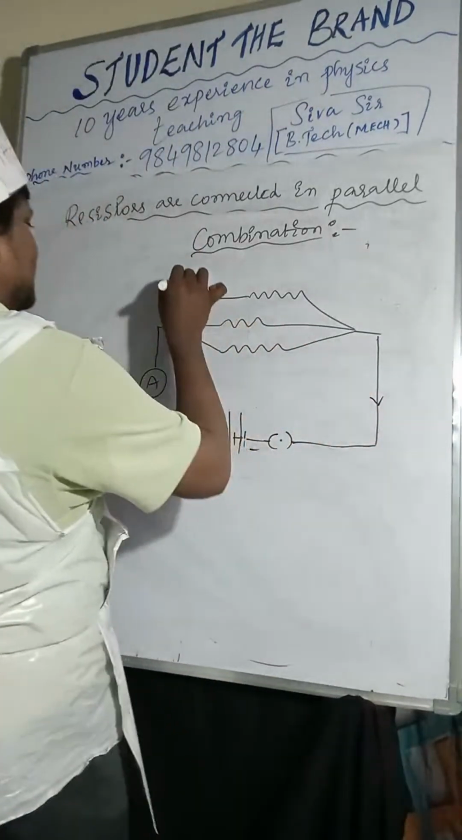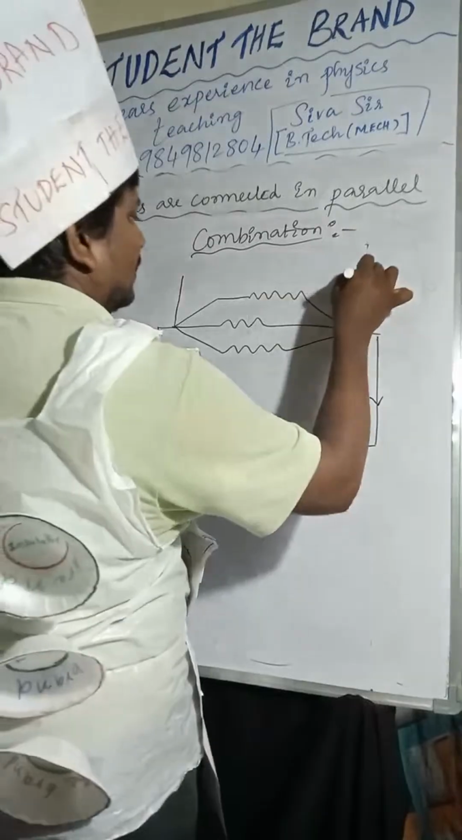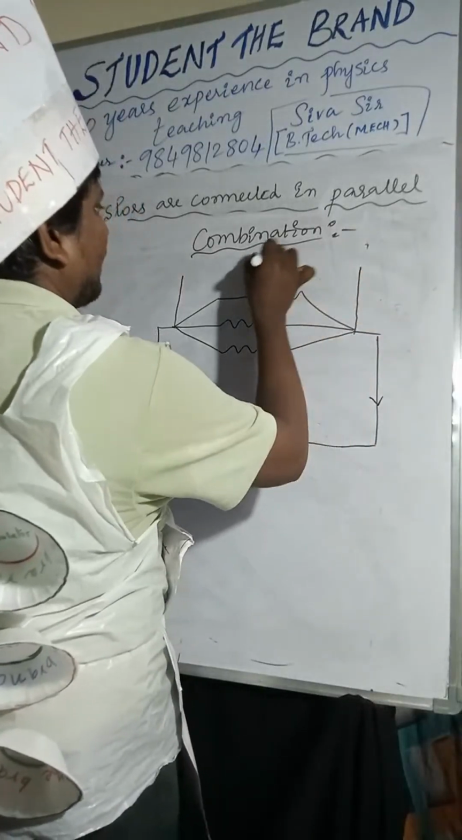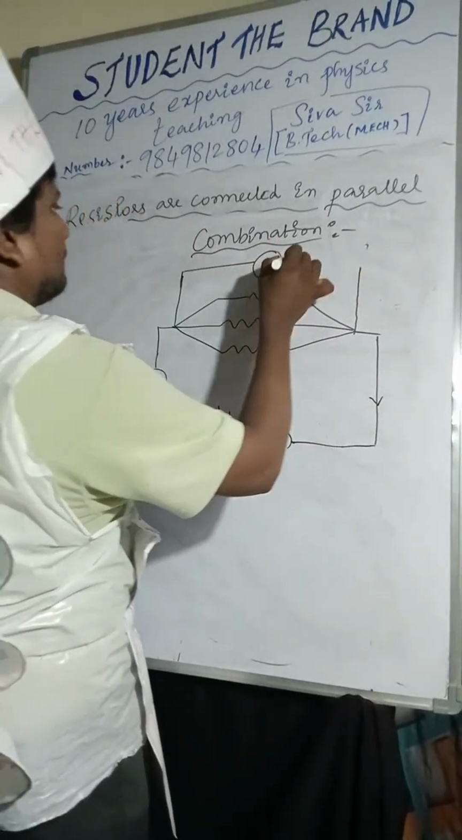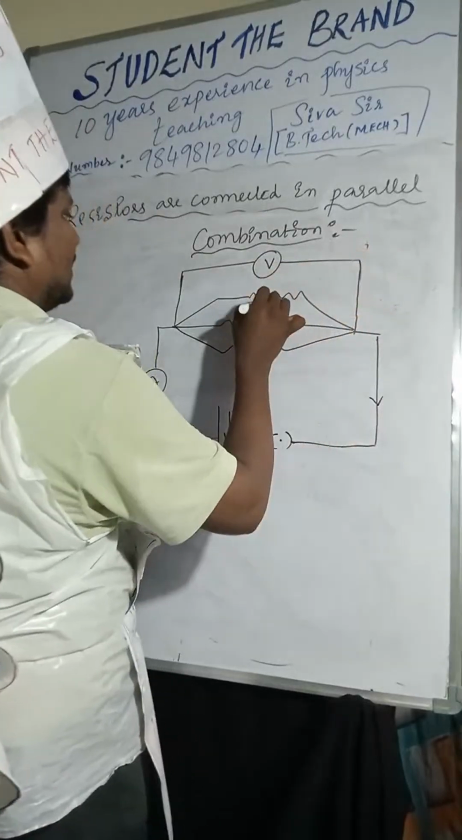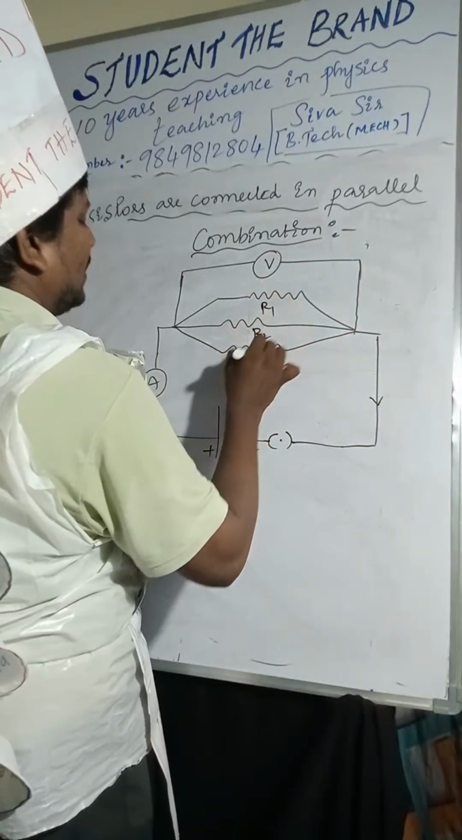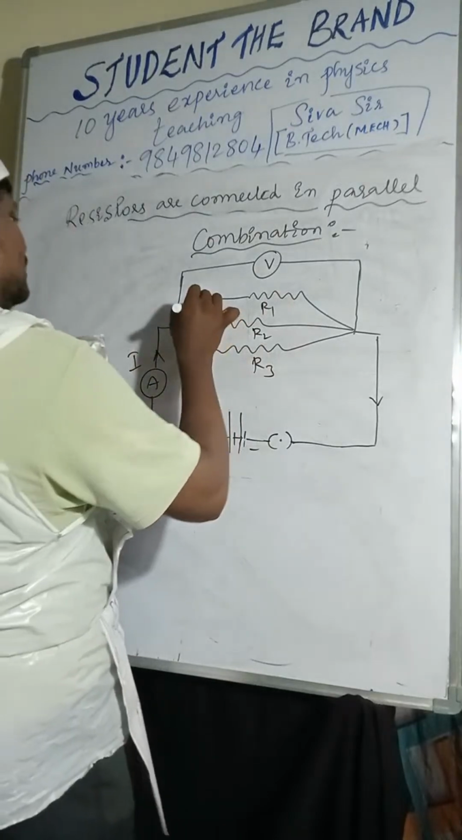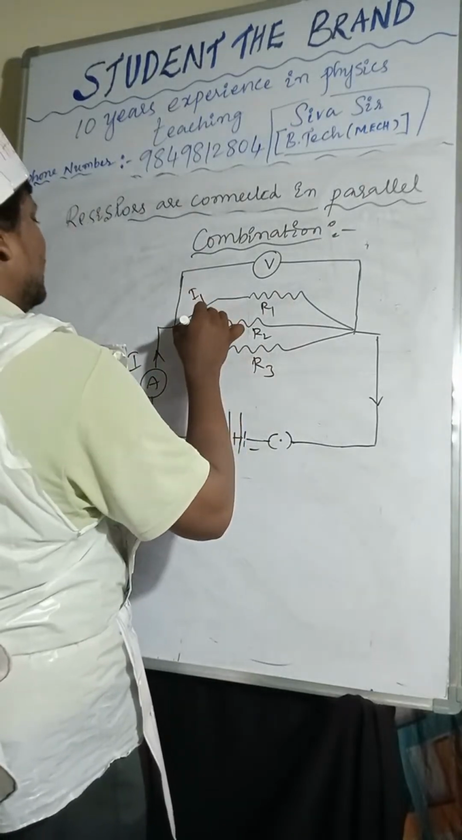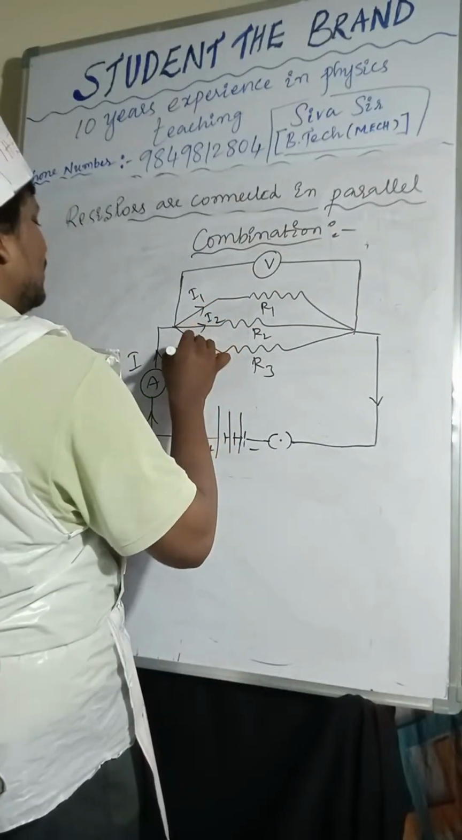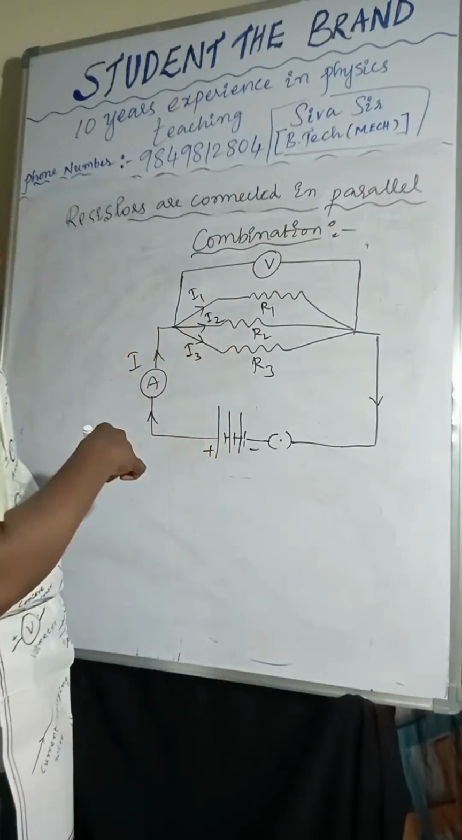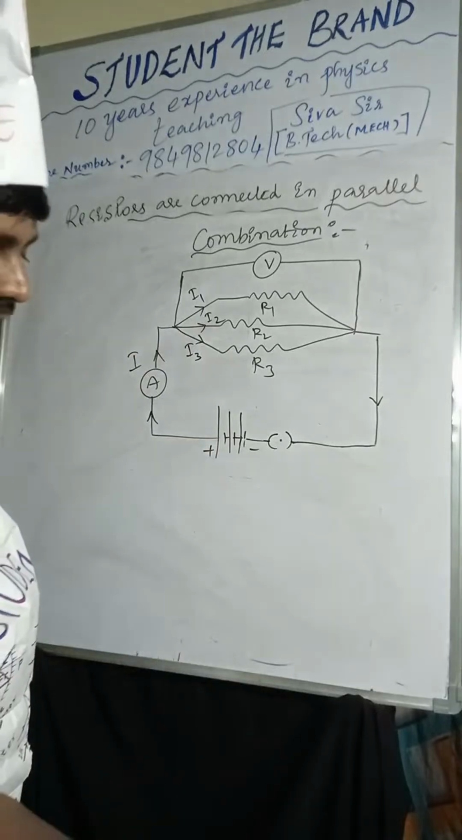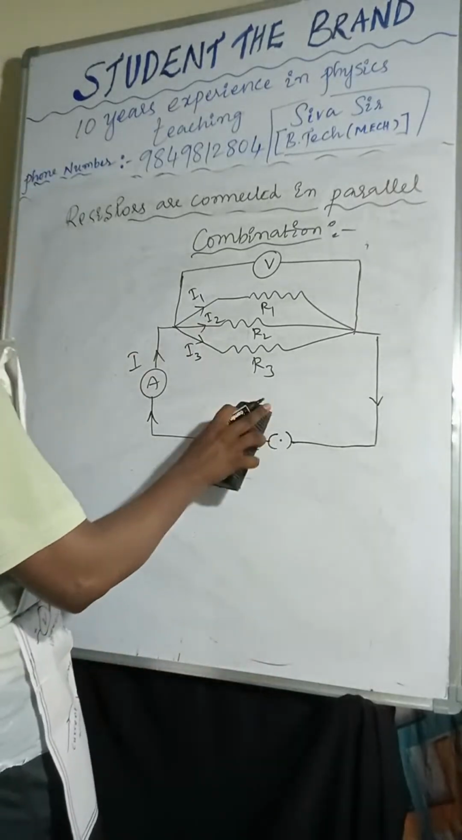Across this one, V1, I am connecting. Here I am taking V. This is R1, R2, R3. Current is flowing, so that is dividing into I1, I2, I3. Current is flowing like this.